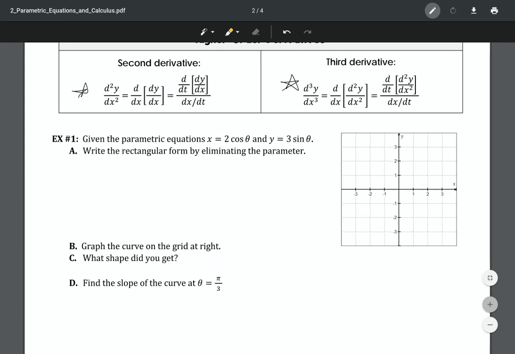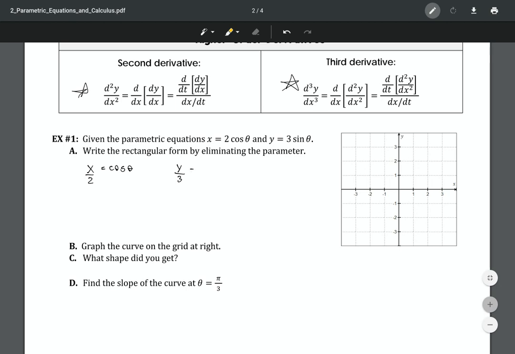Okay, on example number 1, first we're going to do kind of what we did on 8.1, just the parametric equation notes. We have to write a rectangular form by eliminating the parameter. Now, if you remember, these are a little bit funny because I'm supposed to eliminate this parameter, which is theta, right? I'm going to divide both sides by 2. And on this side, I'm going to do the same, but I'm going to divide by 3.